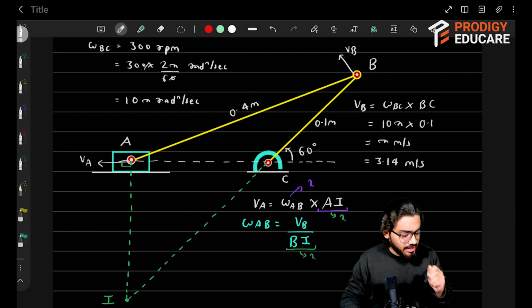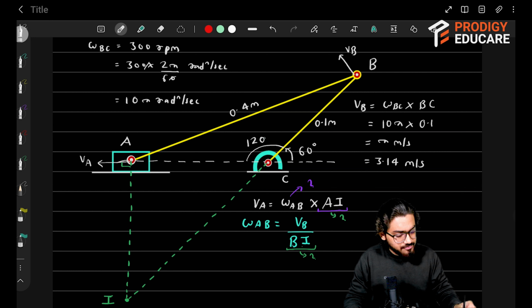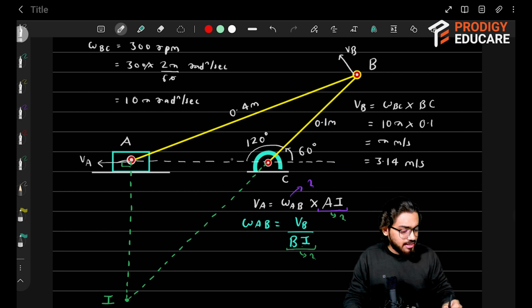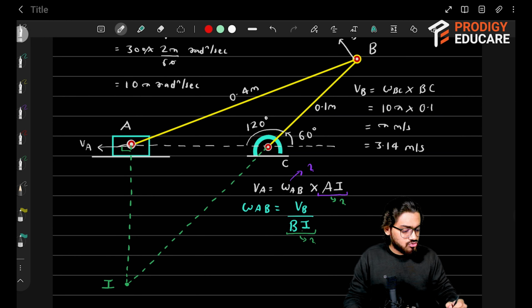Now let's see the geometrical calculations that we do. First of all, looking at the figure, this particular angle is 60 degrees. That means this entire angle is going to be 120 degrees, simple supplementary angles. Now if we focus on triangle ACB, we know the length of side AB and the length of side BC. We also know the angle.